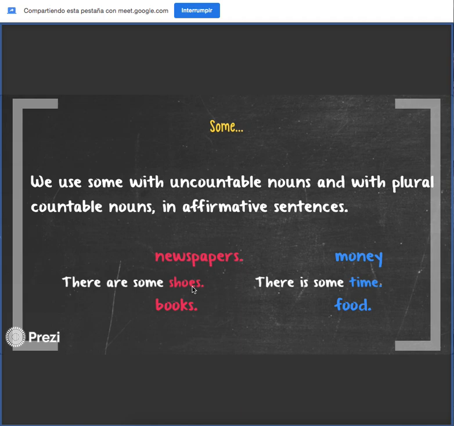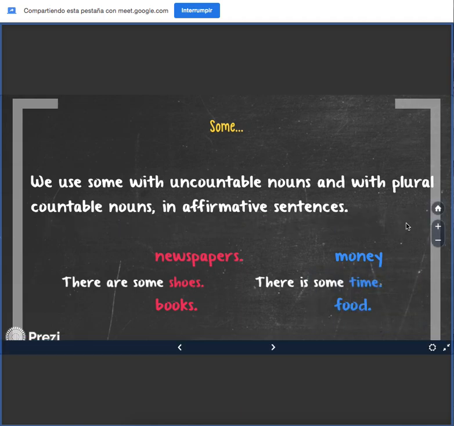Okay? Look at this. As this is non-countable time, you are using is. Pero igual, estoy usando el some. Tengo o hay algunos zapatos. Hay algo de tiempo. And finally, I want you to give me an example by using some and the two nouns that I have here.